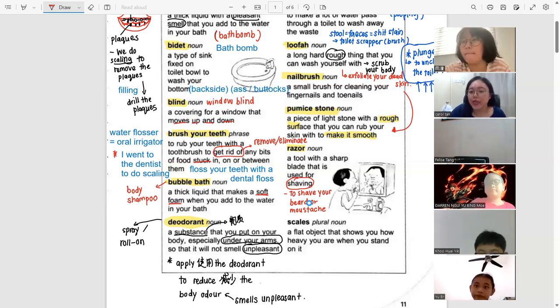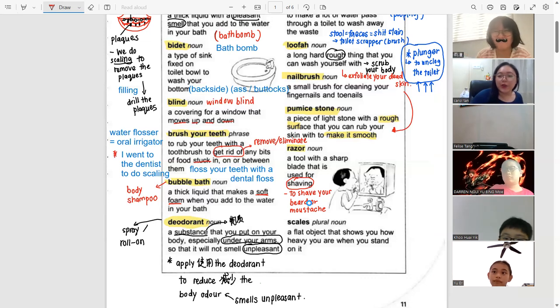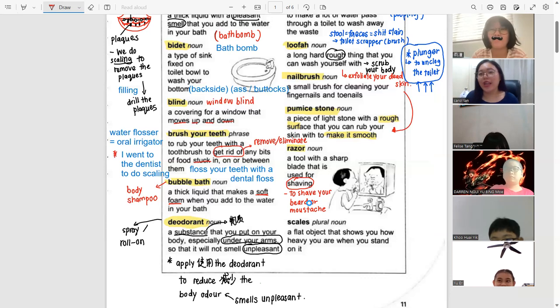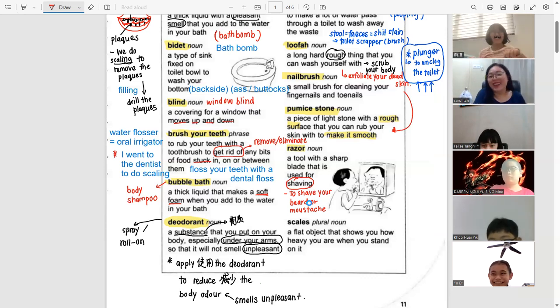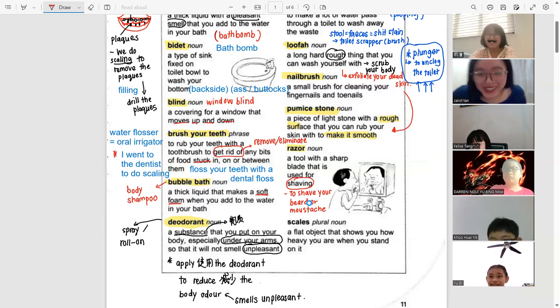Can, right? Ansley, since you're new here, so you're pretty quiet. So you will get used to it one lah. You see, like Yu Tong, she just came here like not long ago, but she's already like very talkative. But which is a good thing, right?